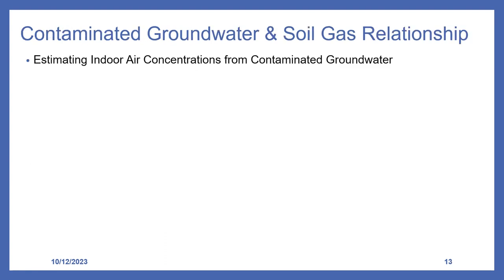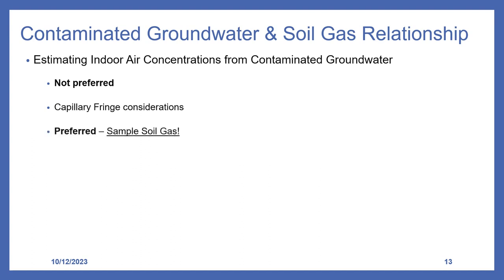Okay, let's talk a little bit about the contaminated groundwater and soil gas relationship. Indoor air concentrations can be estimated from groundwater concentrations. However, this method is not preferred, as a lot of error can be introduced. Additionally, if you're going to use this method, the capillary fringe needs to be considered, as its thickness and degree of contamination varies and creates a lot of uncertainty about the transport of chemicals through it. So the preferred method is to get a representative soil gas sample to estimate your indoor air concentration.